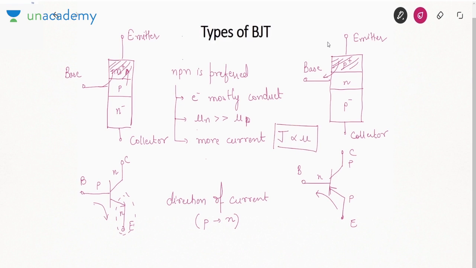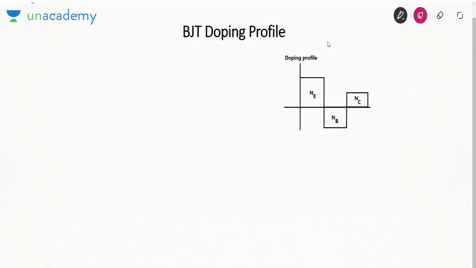So that is why NPN transistor is more preferable as compared to PNP transistor. And similarly, when we talk about other transistors like JFET, MOSFET, you have to remember that electron conduction is always preferred over hole conduction because electron mobility is higher. Okay. Now let us understand what kind of doping do we perform in case of BJT.